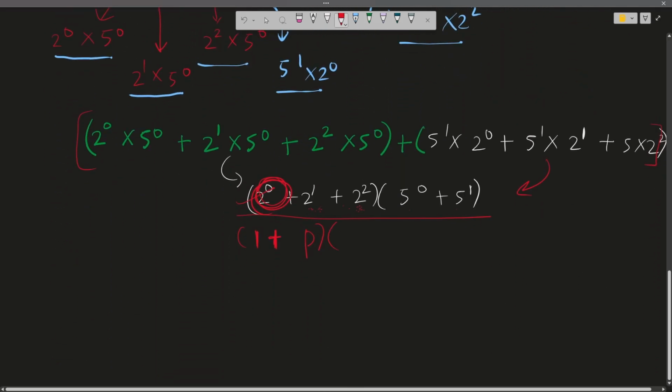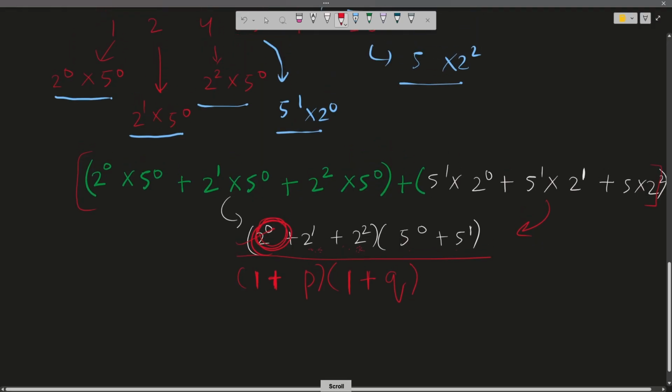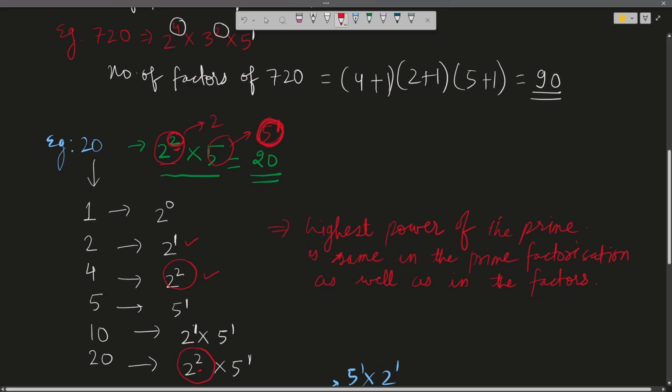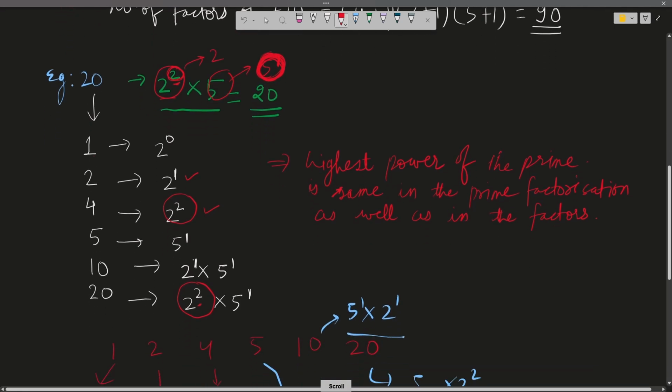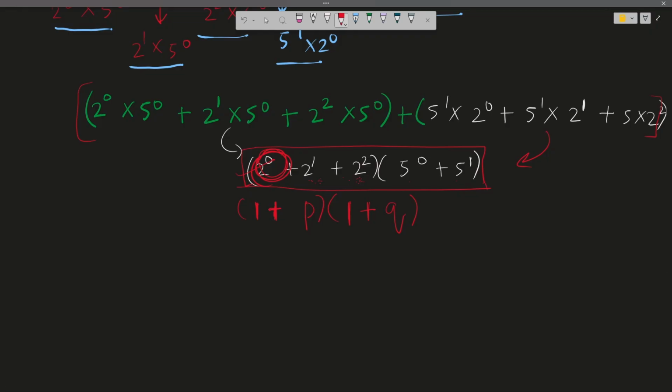Similarly, for 5, we can write 5 to the power 0, which is 1, plus 5 to the power 1, where 1 is expressed as q. As in the case of prime factorization, we have seen that the power 1 of 5 is expressed as q. So this is how we achieve this formula. This is something of most importance.